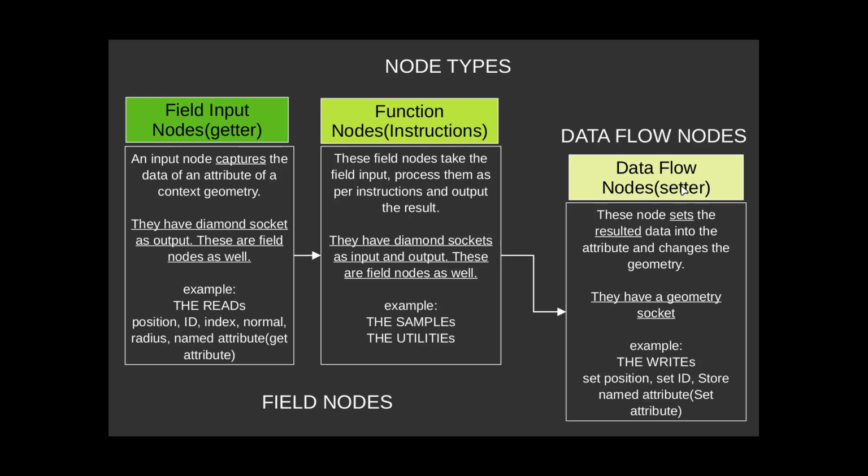So what are data flow nodes? If you have come from an object-oriented programming paradigm, then you will understand it very clearly with the word setter. So these are basically setter functions. What they do is grab the instruction we are giving to a geometry, and set the resulting data into the geometry. So what do you mean by that?